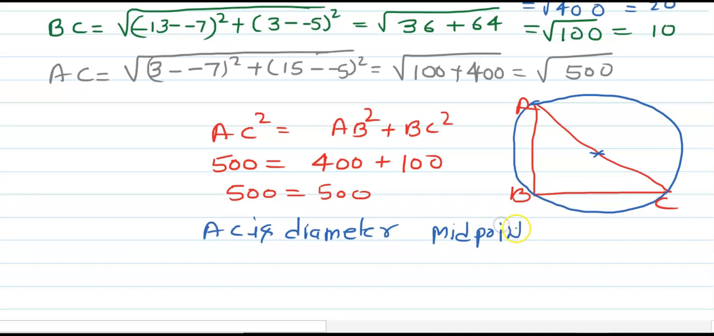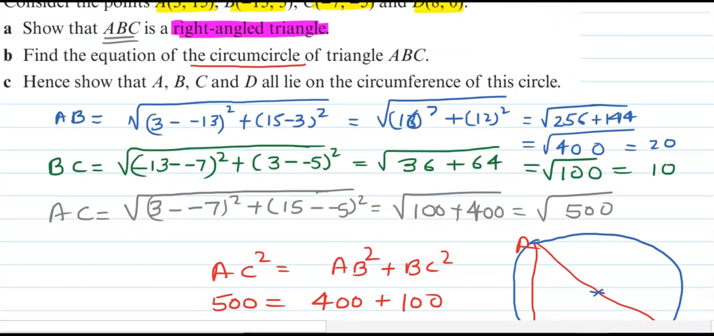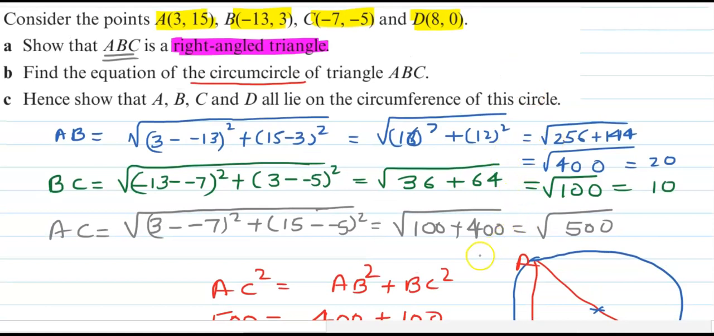So what will be the midpoint? Let's write down the coordinates of A, which are (3, 15), and the coordinates of C are (-7, -5).